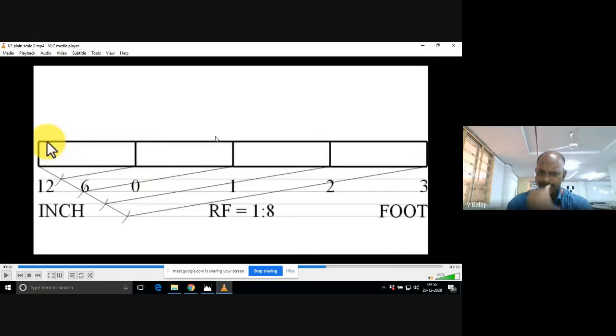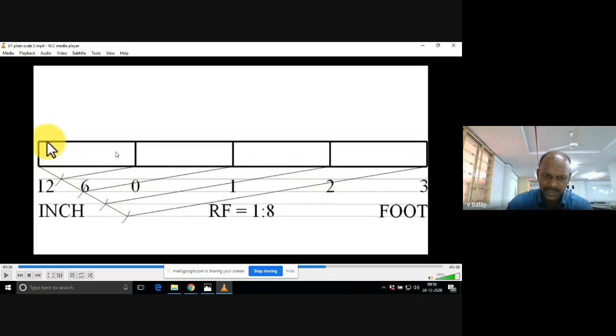Okay, and more importantly, you need to mark the RF value, 1:8, which you already calculated. If it is missing on the constructed scale, there is no use of that particular scale. So compulsorily you need to mention the RF value. And on the right hand side you write feet, because all main units are feet only, right? But on the left hand side, one more part we left intentionally, right? That we are going to subdivide.